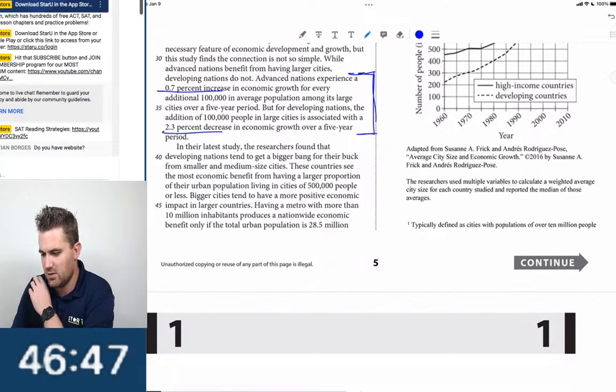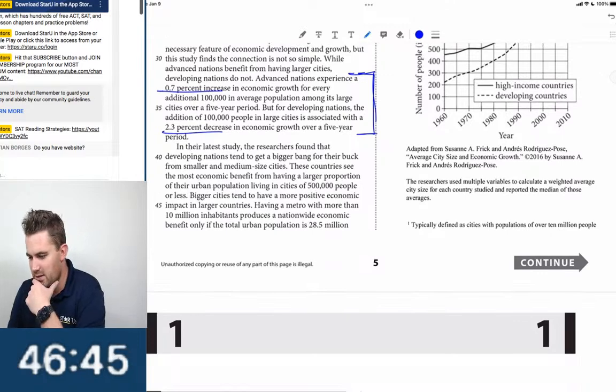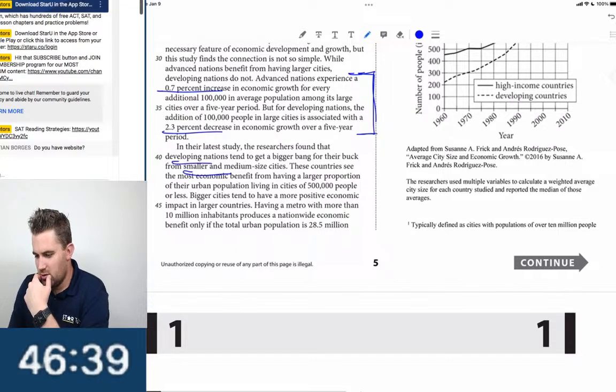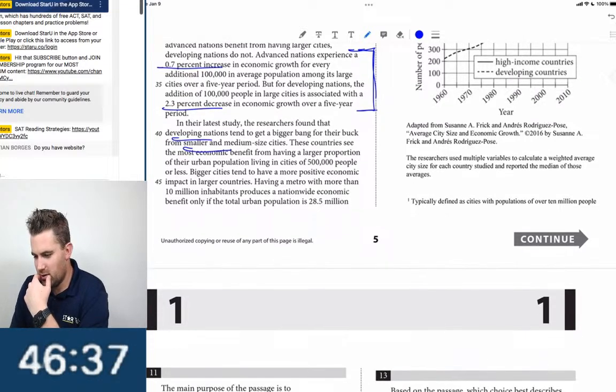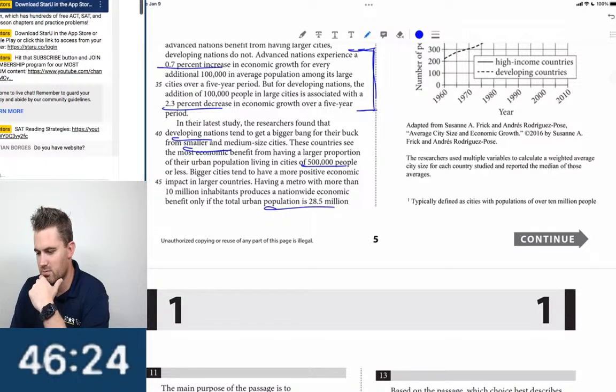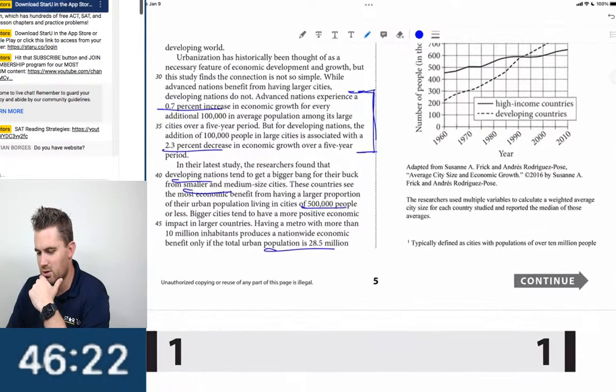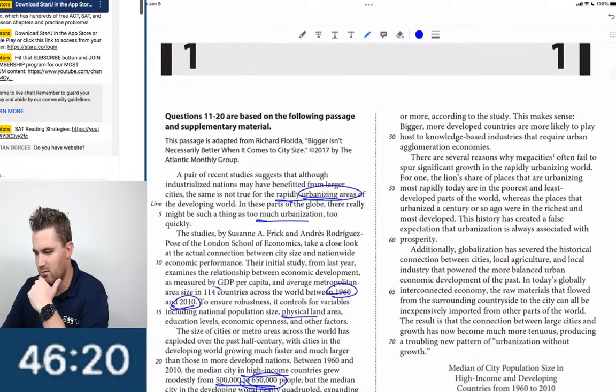The latest study, the researchers found that developing nations tend to get bigger bang for their buck from small and medium-sized cities. You can just see the most economic information: 500,000 people or less. Bigger cities tend to have more positive income. Larger cities of 10 million inhabitants benefit a nation only if the total population is 20.5 million or more, according to the study.